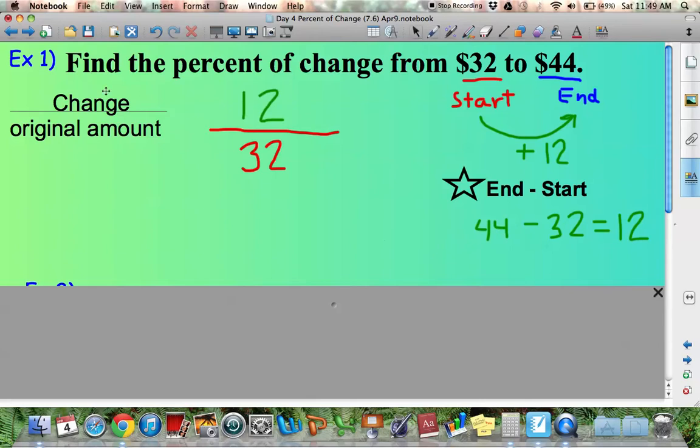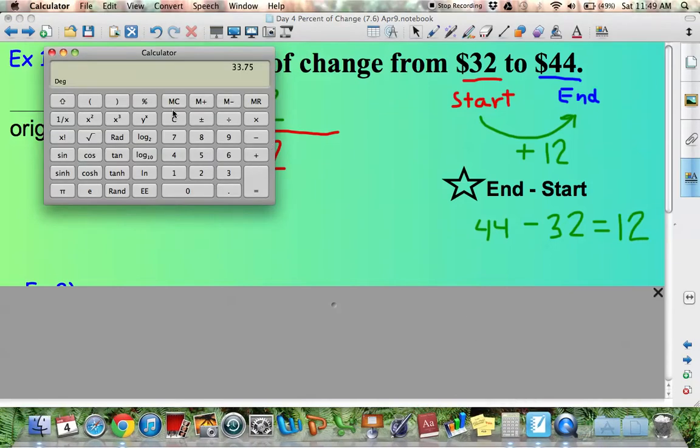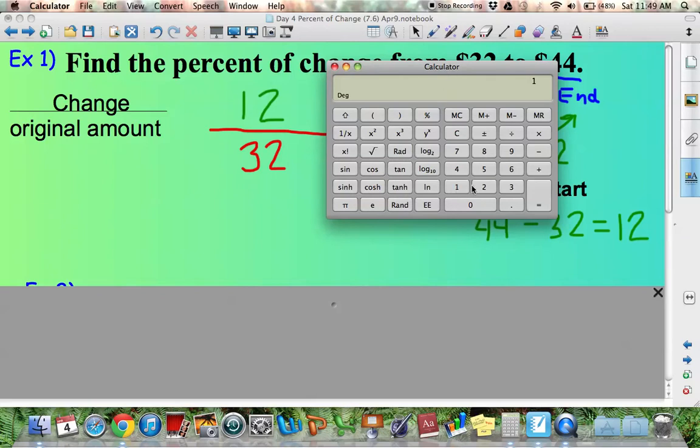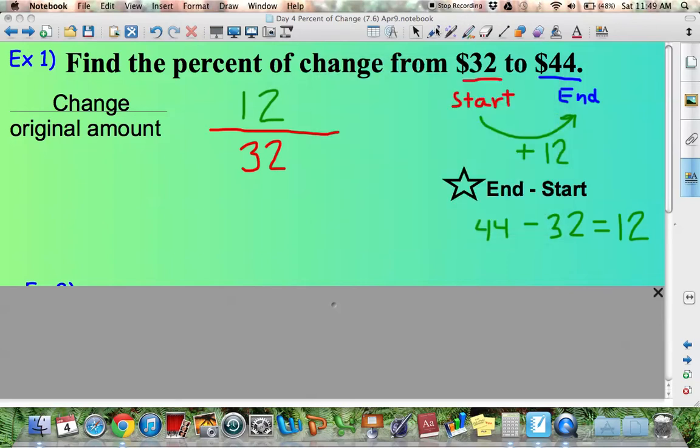Now, since I'm asked to find the percent of change, I can't leave it as a fraction like this. So I'm going to get out my handy dandy calculator, and I'm going to take my top number, 12, and I'm going to divide by 32. 0.375.